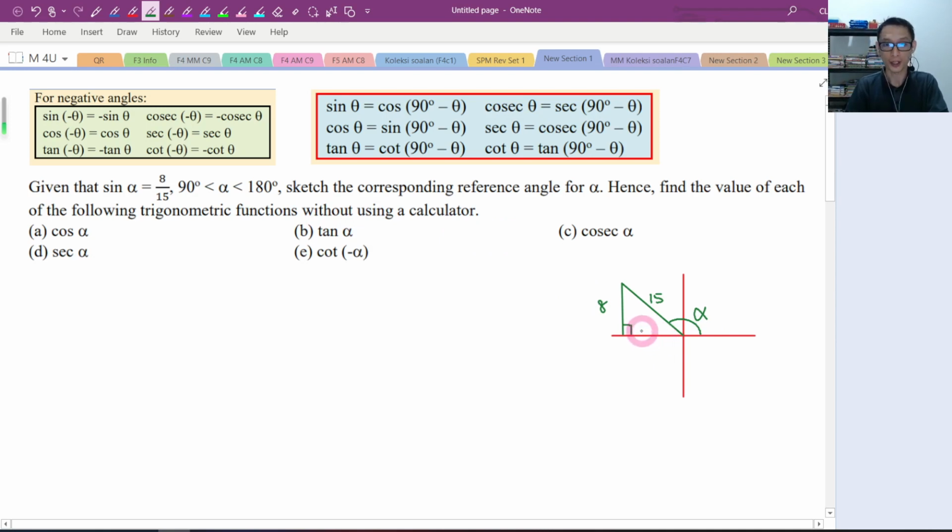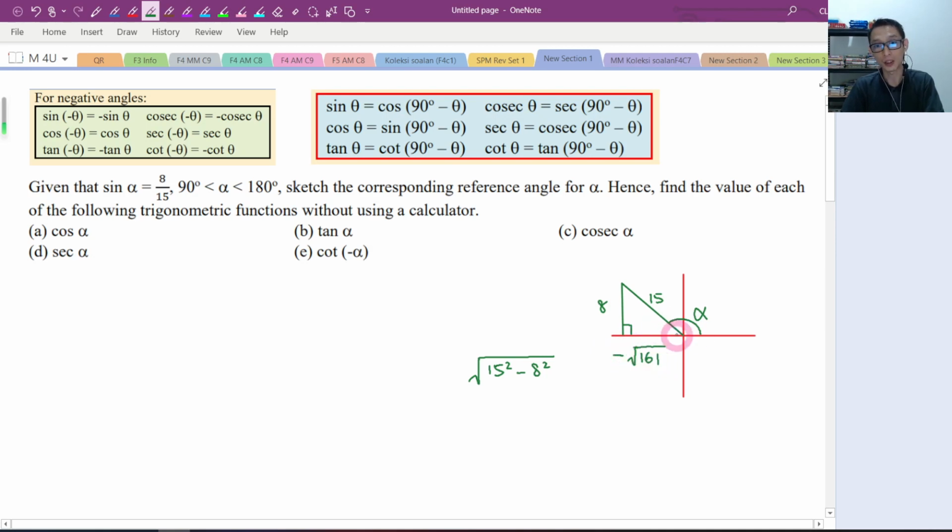But you have to be more careful because this is the left hand side of the y-axis, right? So we need to add a negative sign. Okay, how to find this? Shorter side is square root of 15 square minus 8 square. Okay, let me use my calculator. 15 square minus 8 square is equal to 161. So this is square root of 161. And don't forget to add a negative.